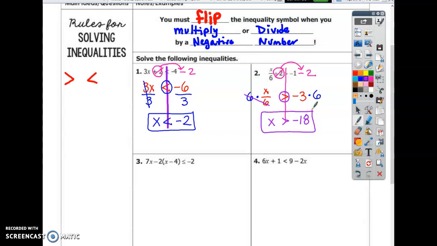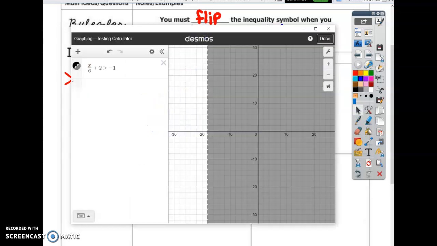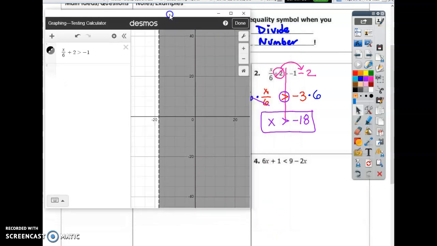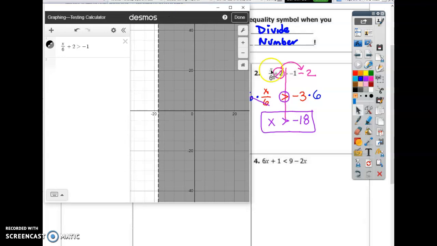Okay, so I'm going to go check in Desmos. I'm going to show you how you're going to do it in Desmos if you are not comfortable solving by hand. I really want you to try it, but if you can't, then just do it by Desmos. So I'm going to put this whole equation, what I started with, in Desmos, and then my answer is also going to go in Desmos. So like this. Let me move this over. Okay, so x divided by 6 plus 2 greater than negative 1. That's what I wrote there.